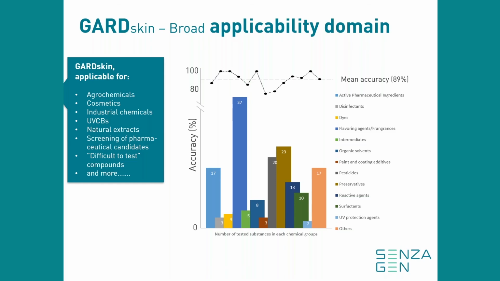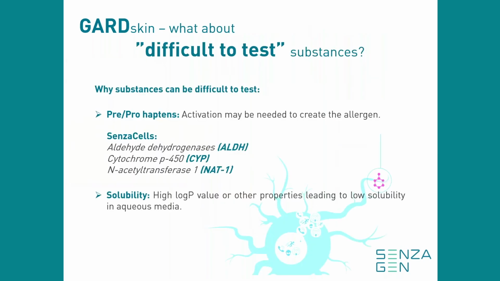So by that, I would also like to move over to something that is a bit more blurry, because people often refer to something called difficult to test substances. I think this relates to compounds that have historically been hard to test in different in vitro systems due to different properties of the specific chemicals. One thing that has been suggested is that pre- and prohaptens will be really hard to predict in in vitro systems because they need some form of activation in order to create the allergens.